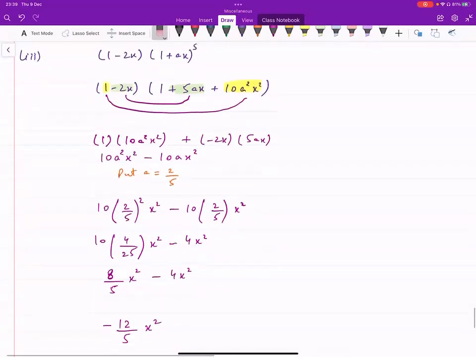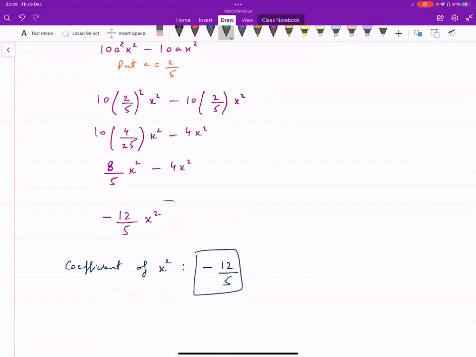Okay, so that's your term in x square at the end. So coefficient of x square आपके पास क्या हो जाएगा फिर? That is minus 12 over 5. Okay, so that's paper 1, binomial expansion.